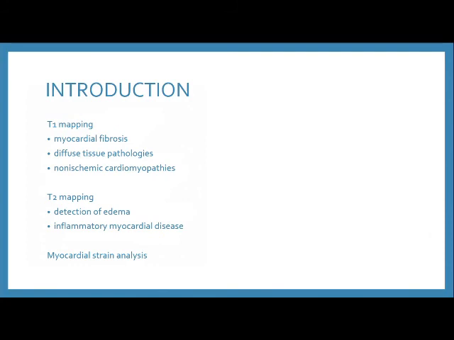A couple of things to keep in mind: when we do T1 mapping on MRI images, this is giving us an idea of myocardial fibrosis. We can see diffuse tissue pathologies through the T1 mapping, specifically non-ischemic cardiomyopathies. So this would include fibrosis in this setting. T2 mapping is described as good for detecting edema. So this would be the case in inflammatory myocardial disease.